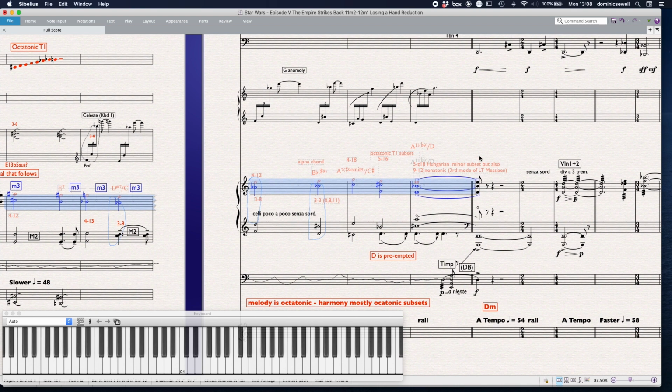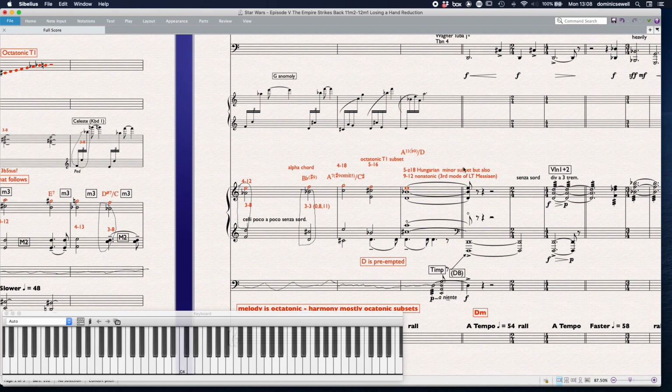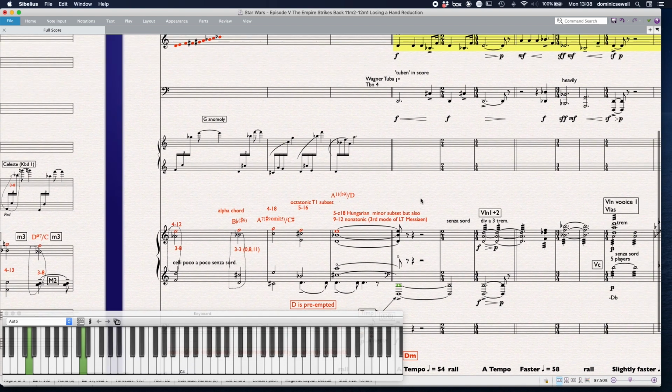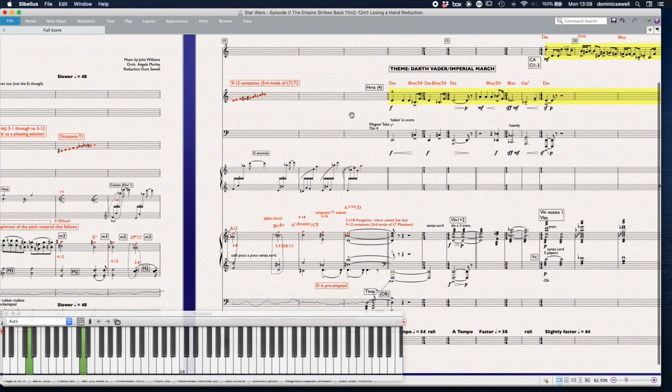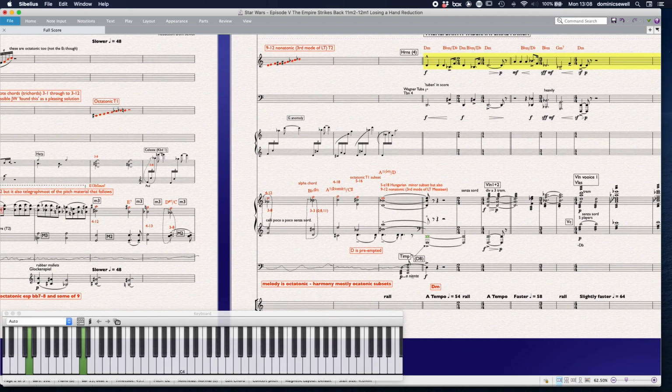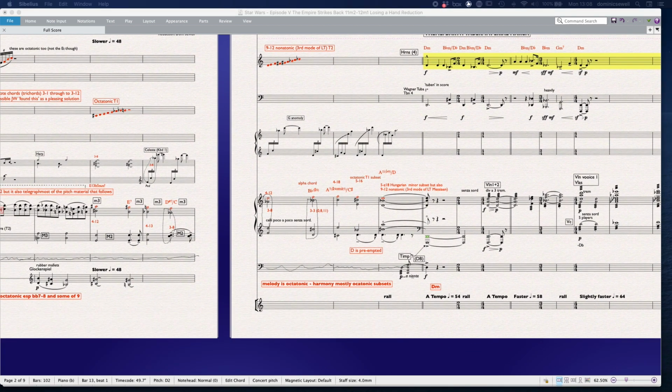And then, as with all of his transitionary material, he sometimes brings an element of whatever's coming next into whatever is happening. So here he's preempting the D before it gets to this big D Imperial March, Darth Vader Imperial March idea. So it's just a really clever way of working. Let's just review that now.